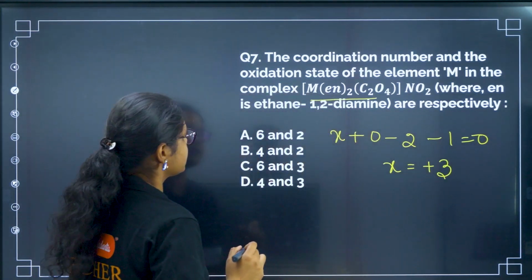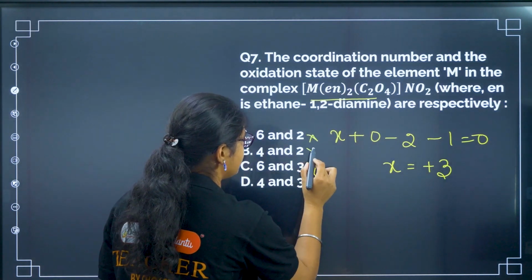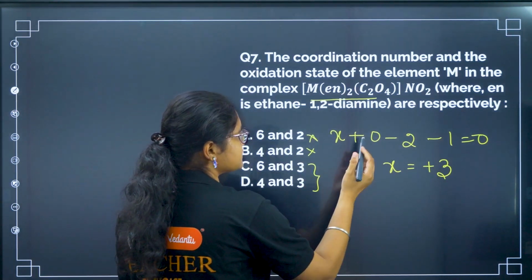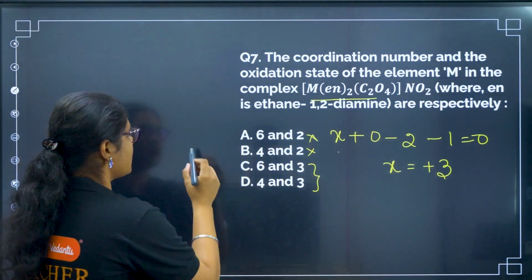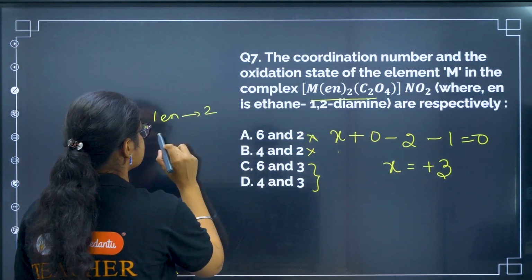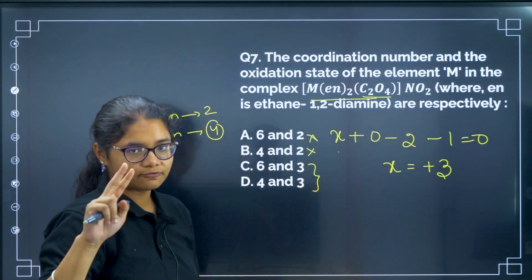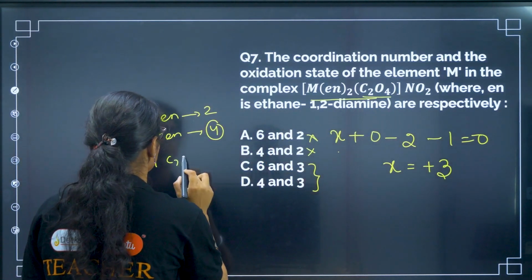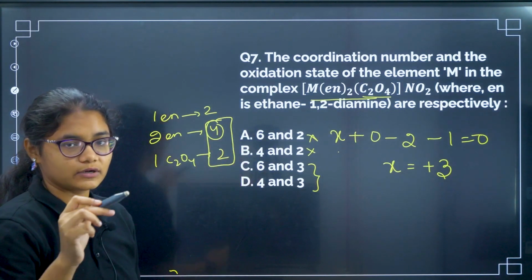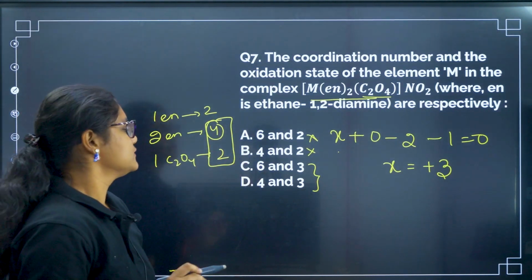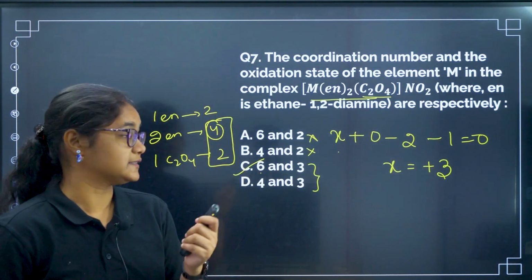So what's the oxidation state? Oxidation state is +3. So we can eliminate these two options. Now coordination number is very easy. You know En forms 2 bonds, right? So 1 En will form 2 bonds, so 2 En will form 4 bonds. And then 1 C2O4 also forms 2 bonds. So the total number of donor points will be 6. So coordination number is 6, oxidation number is 3. Correct answer is option C.